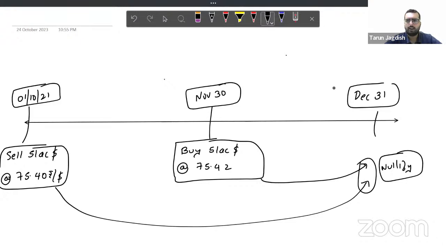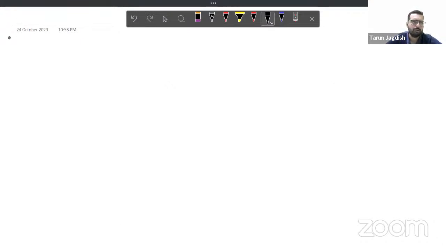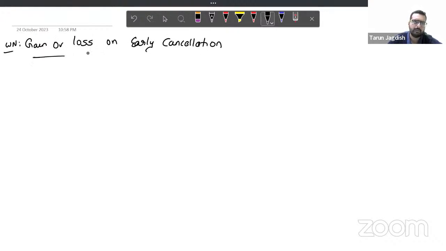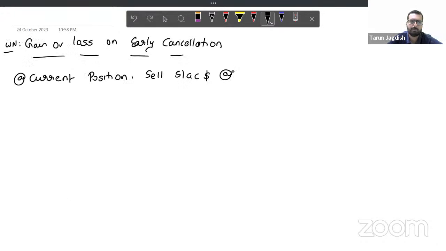Fine, friends. I believe you're all done drawing this diagram. So I'll just put the answer now. Okay. So I'll write down the first part, gain or loss on early cancellation. Point number A is going to be what? Current position. That is sell $5 lakh at what price? 75.40. That is 377 lakhs.